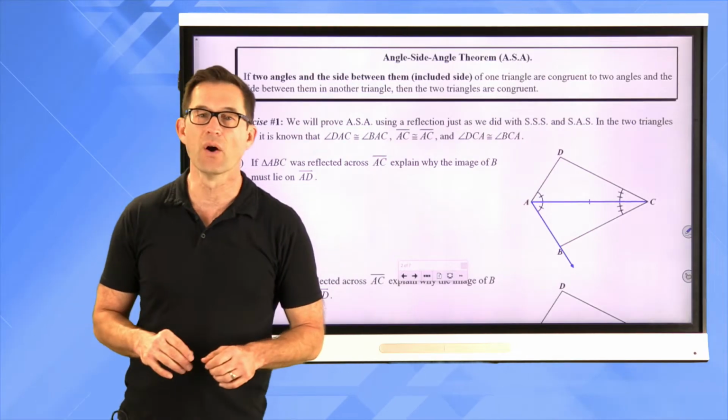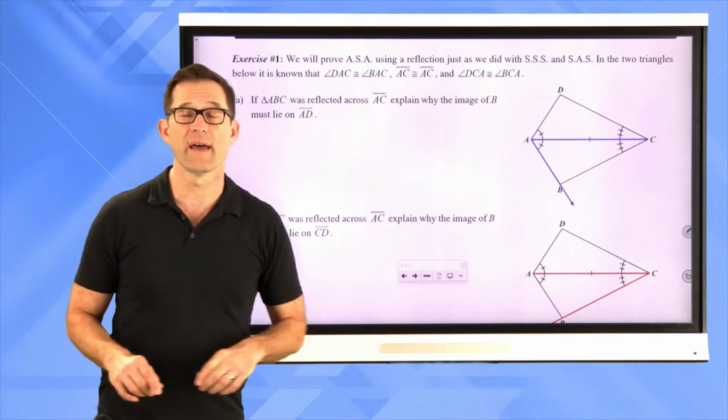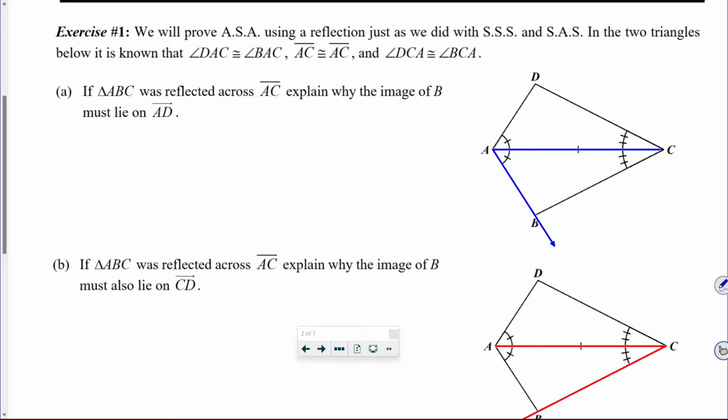All right, so in exercise number 1, let's go about proving the angle-side-angle theorem. We will prove ASA using a reflection just as we did with SSS and SAS. In the two triangles below, it is known that angle DAC is congruent to angle BAC, AC is congruent to itself, and angle DCA is congruent to angle BCA.